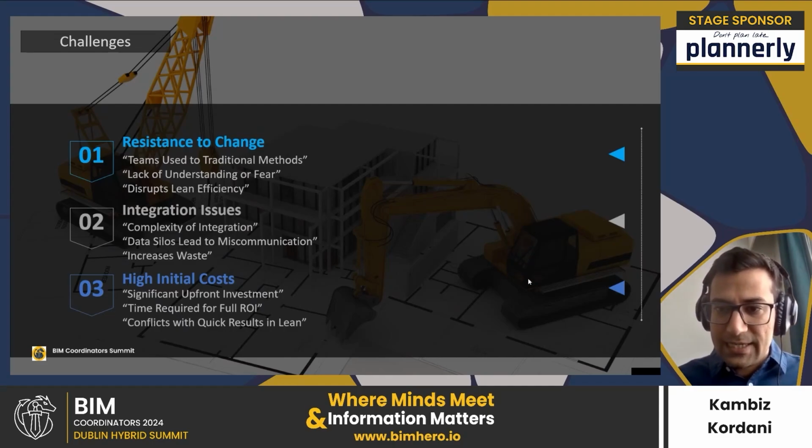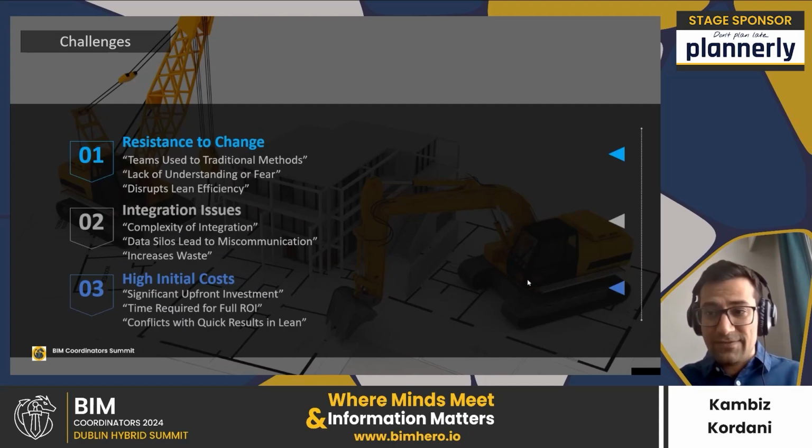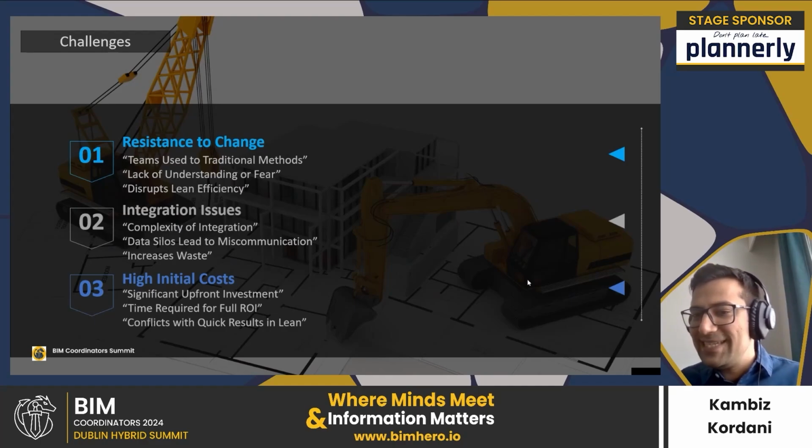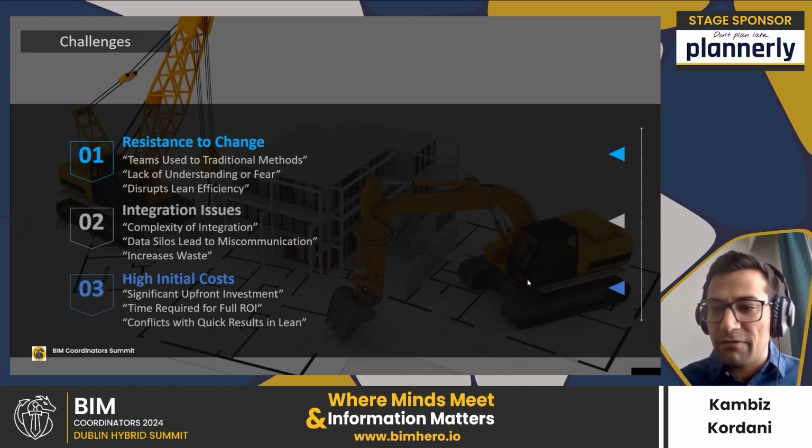One of our challenges is resistance to change. One of the most significant challenges in adopting BIM is resistance to change. Many teams in the construction industry have relied on traditional methods for years, if not decades. This established way of working is familiar and comfortable for every project team. So when BIM is introduced, it can be met with hesitation or even outright resistance. This resistance often stems from a lack of understanding or fear.